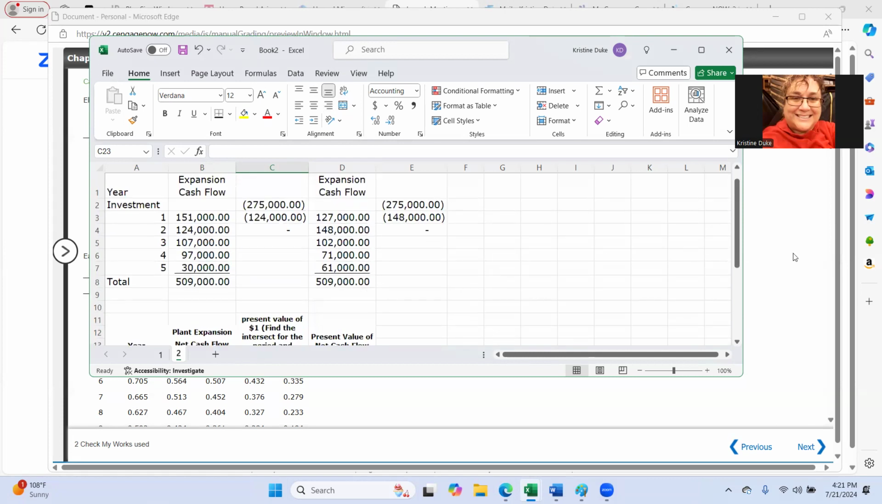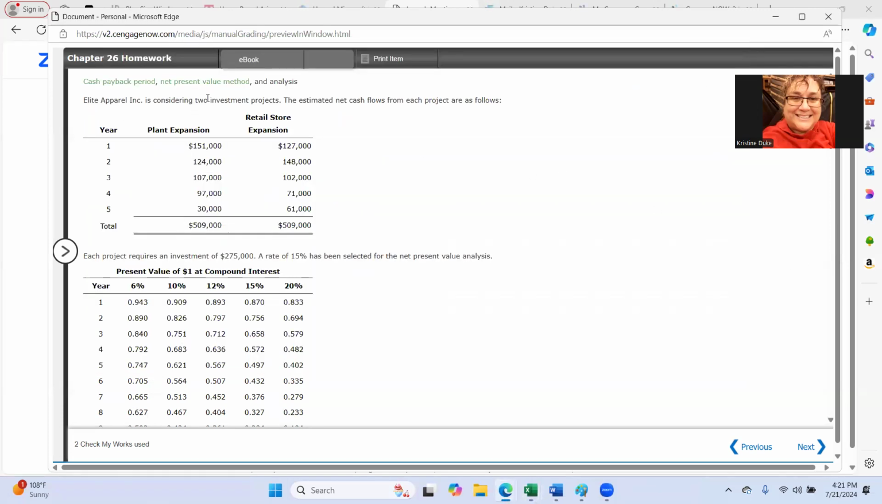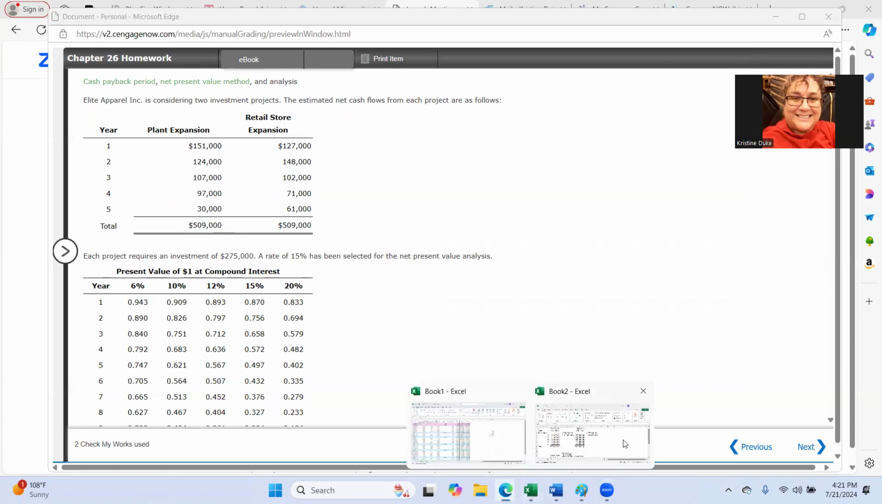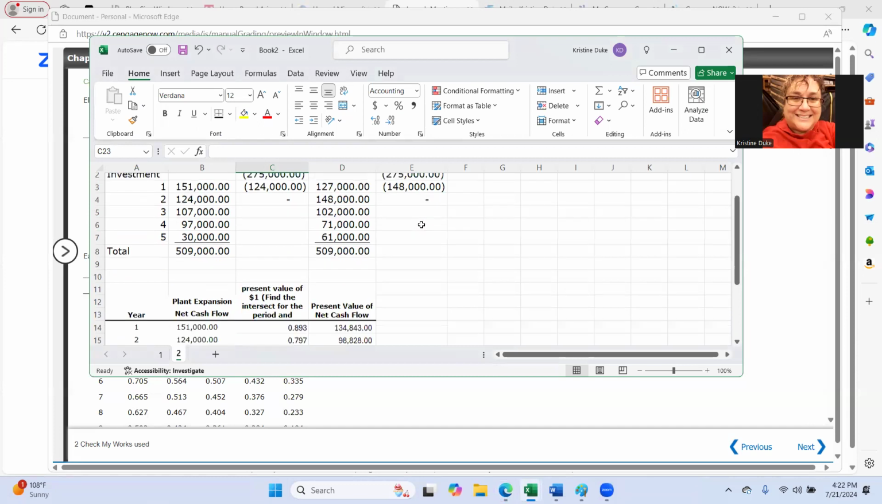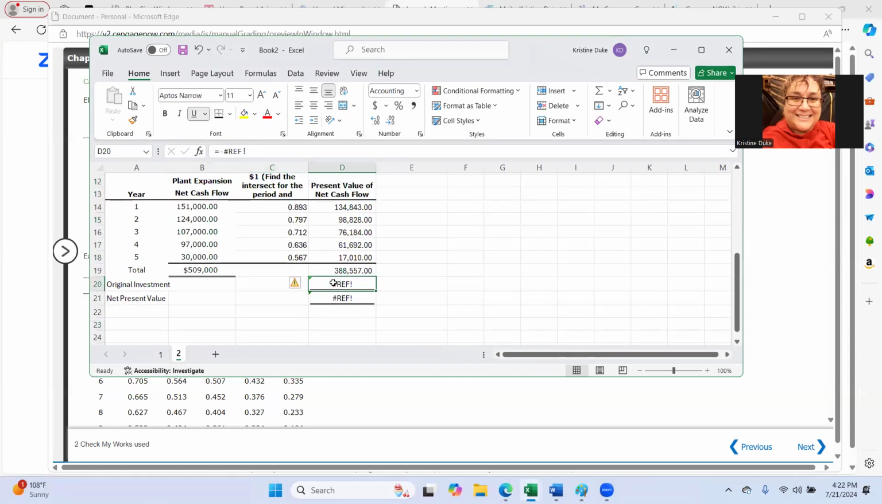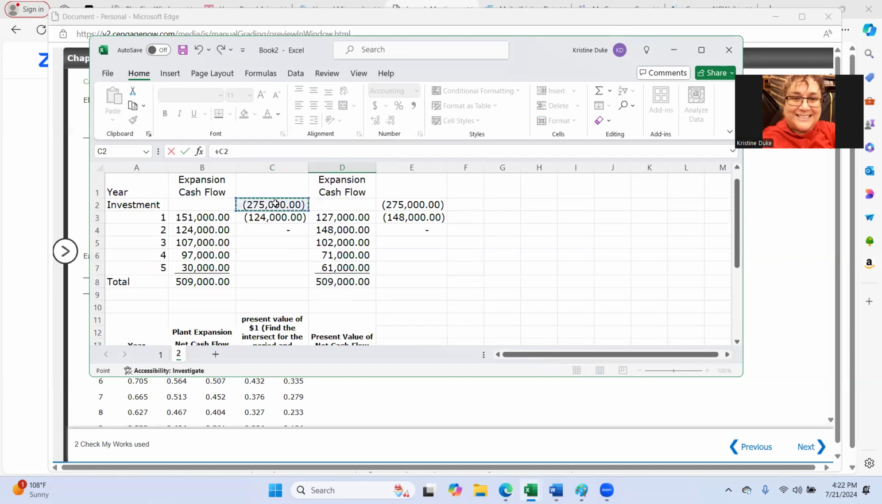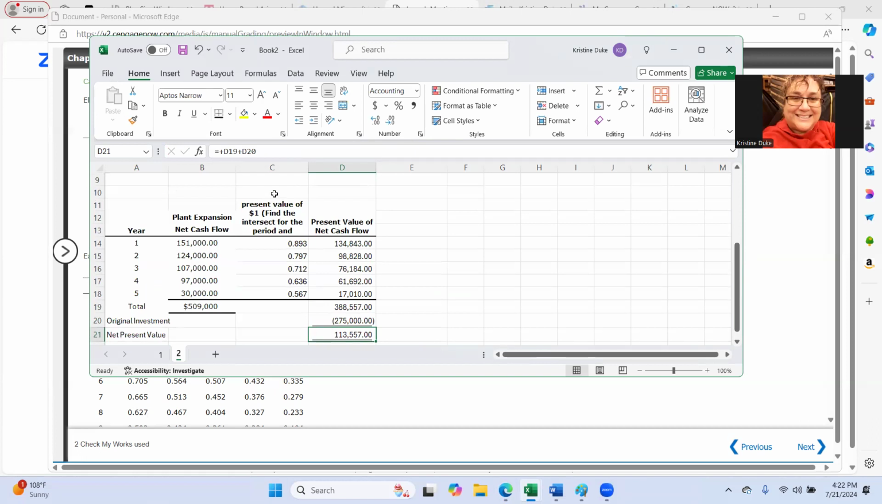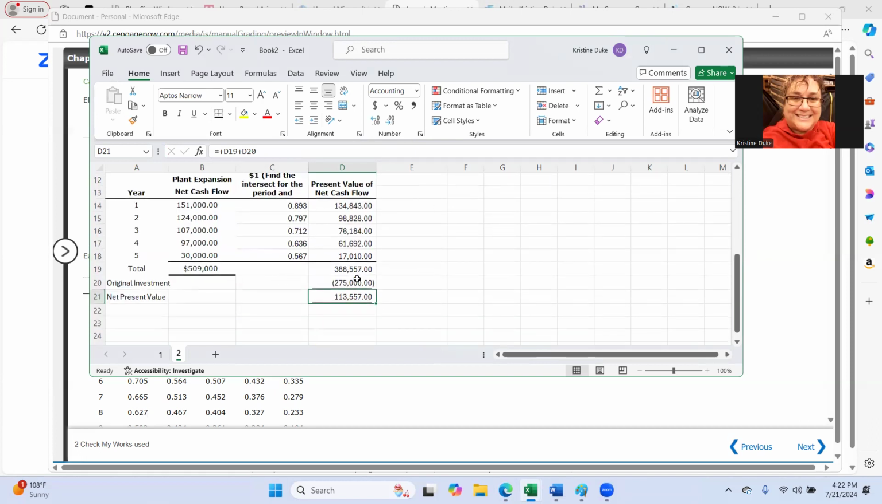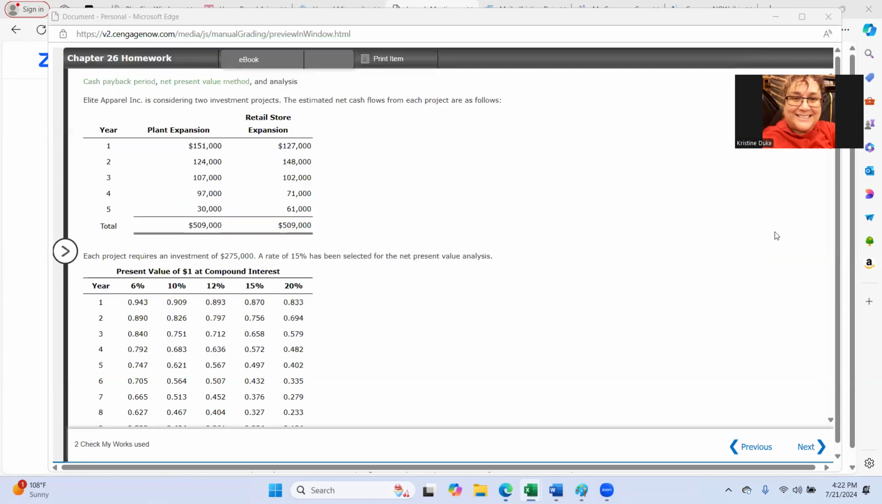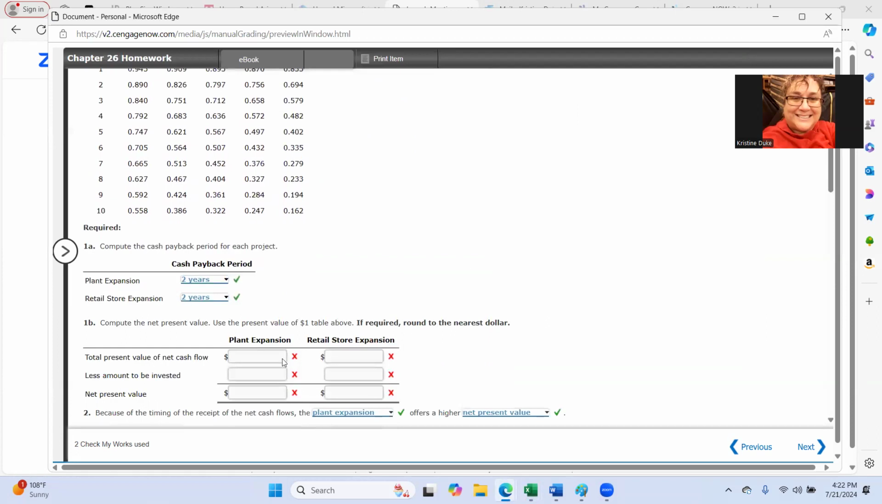What was my original investment? Well, according to this, 275. Okay, so you can put that up here somewhere. Well, I mean, it's right there. So actually, I'm just going to grab it from right there. That'd be perfect. That way, when I post this, you guys can be really nice and easy about it. So here's my original investment, 275. There's my net present value. And do they ask anything else in here? Total present value, less amount, net present value. Okay, there's the plant expansion.